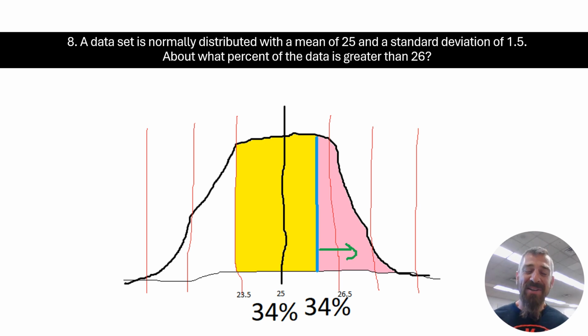And then notice I do have a blue line there showing where 26 would be along our mean. That is not another standard deviation line. The red lines are still where the standard deviation is. So what the question is asking you, basically what this little purple area is, is what percent of the data is greater than 26?